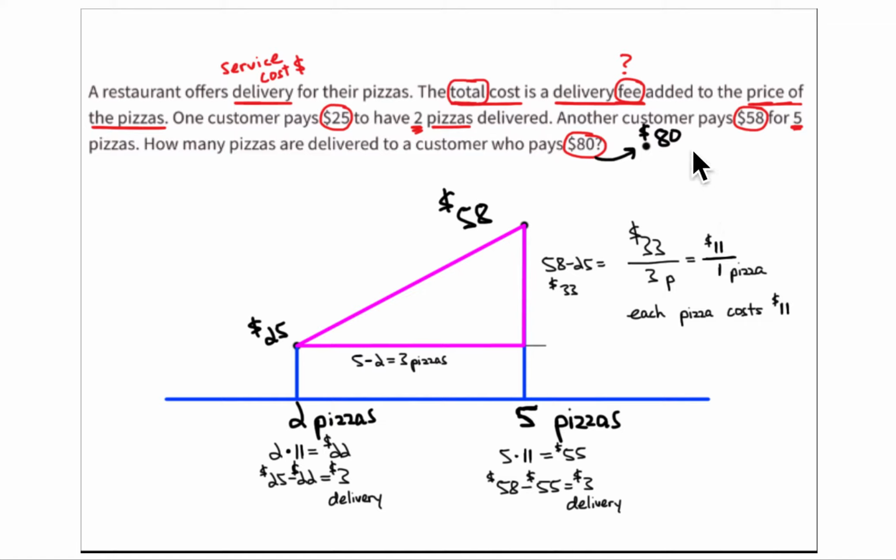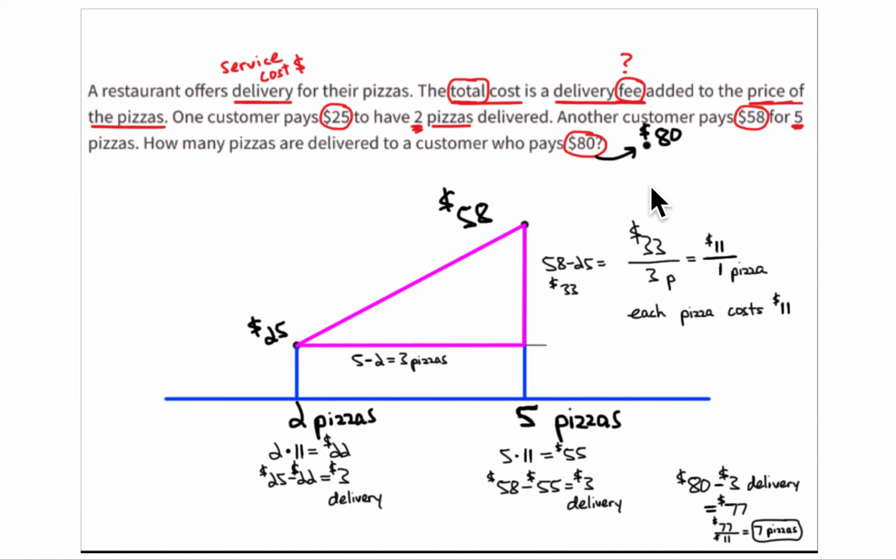So if you pay $80, you have to subtract the delivery fee. So $80 minus that $3 for the delivery fee leaves you with $77. So $77, and it costs $11 per pizza. So how many $11 can you get out of $77? Each one of those $11 is a pizza.